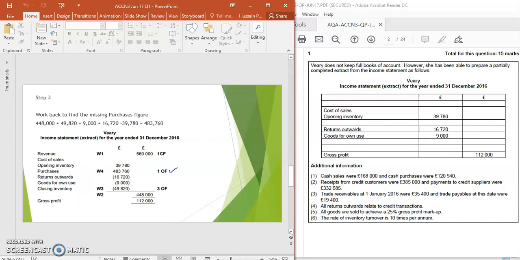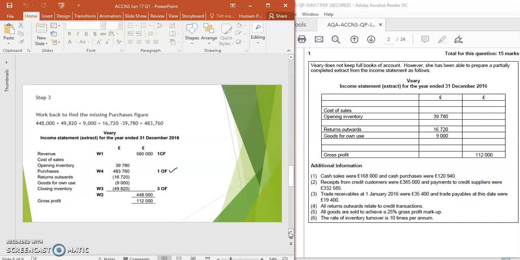I've seen a lot of students make this mistake. They'll do a quick calculation, they'll put the figure in as purchases, and they then move on to the next question. Check your answer. Does it all add up? If you were to add opening stock plus purchases minus purchase returns minus goods for own use minus closing inventory, does it still get you the same 448,000? If it doesn't, you need to go back again. And if it does, everything is all good.